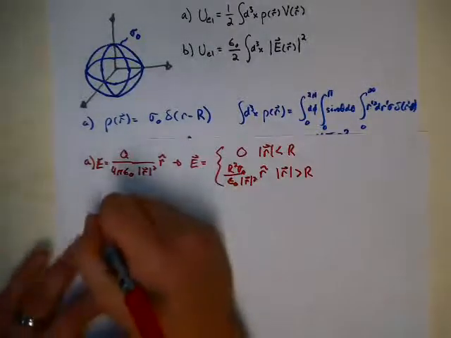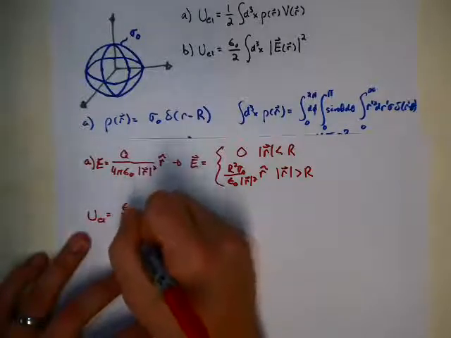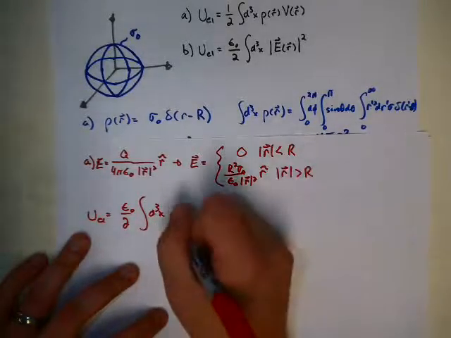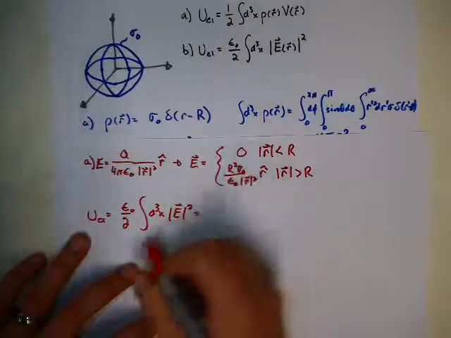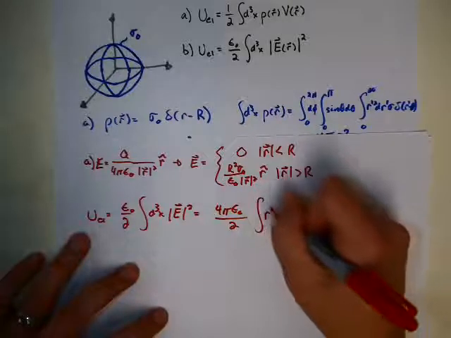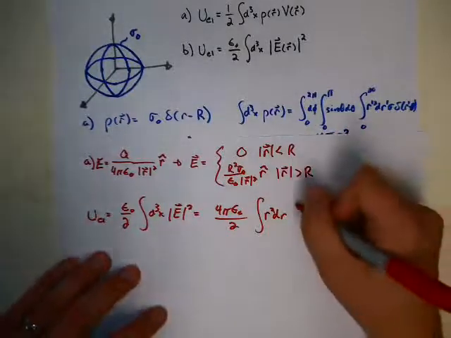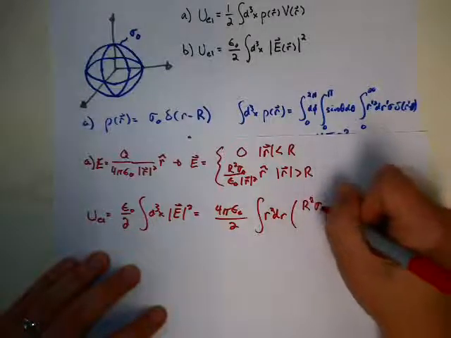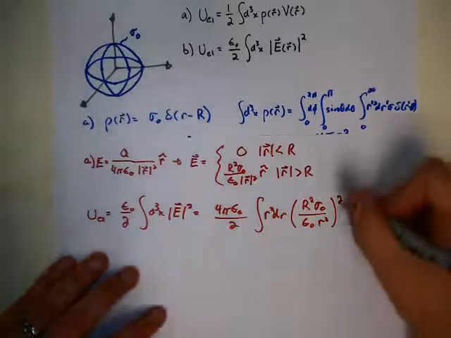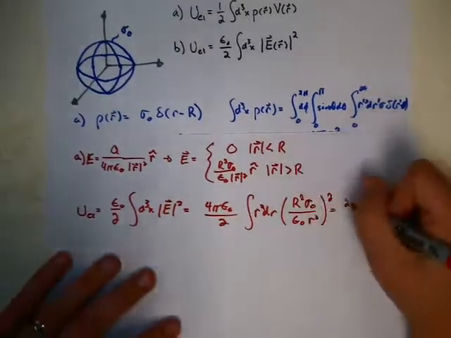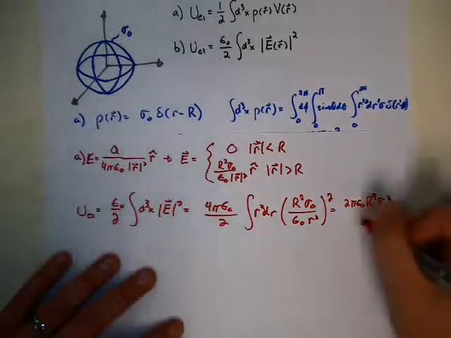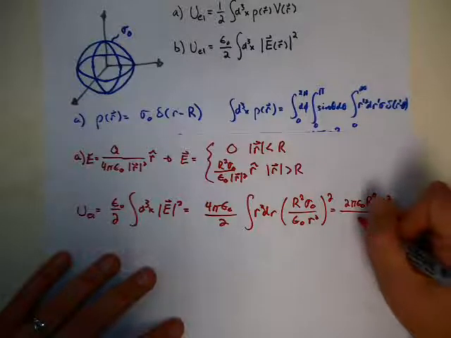So now if we want to evaluate the integral, the energy is equal to epsilon naught over 2, the integral d3x of this thing squared. And so this is just E squared. Let's replace this integral d3x. This is going to be a 4 pi and an integral of r squared dr, and then this thing squared. And so this is R squared sigma naught over epsilon naught little r squared, whole thing squared. This is going to be 2 pi epsilon naught R to the 4th sigma naught squared divided by epsilon naught squared.